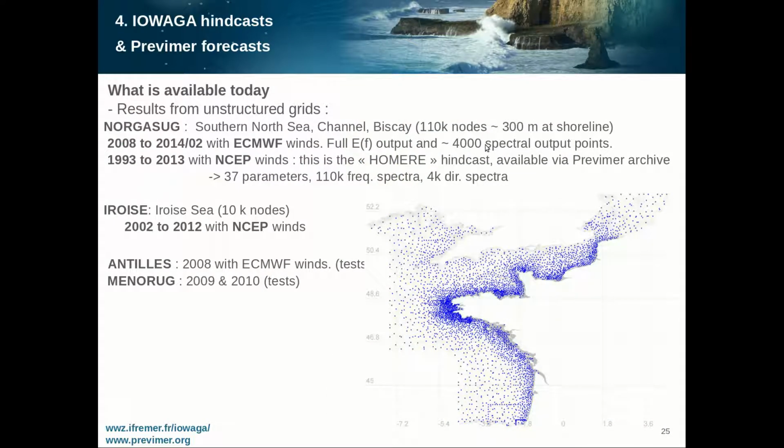Now with the unstructured mesh triangles, the 30-year hindcast we did was part of a project called Homer, which was done for marine energy purposes. And so we stored the frequency spectrum on the entire grid. There's only 100,000 points. But we also store the full 2D spectrum on selected points, so there's a few thousand points with spectra.